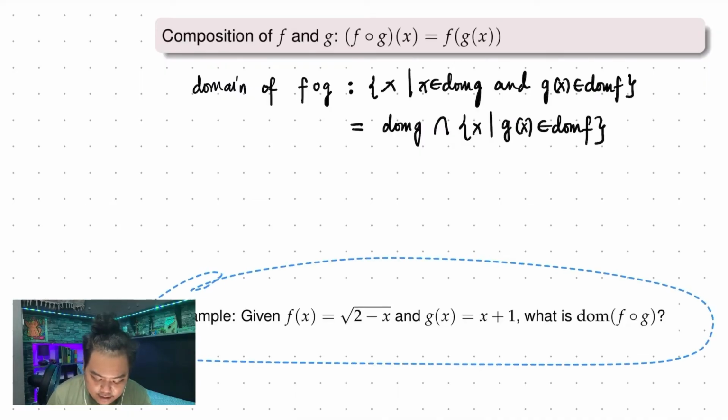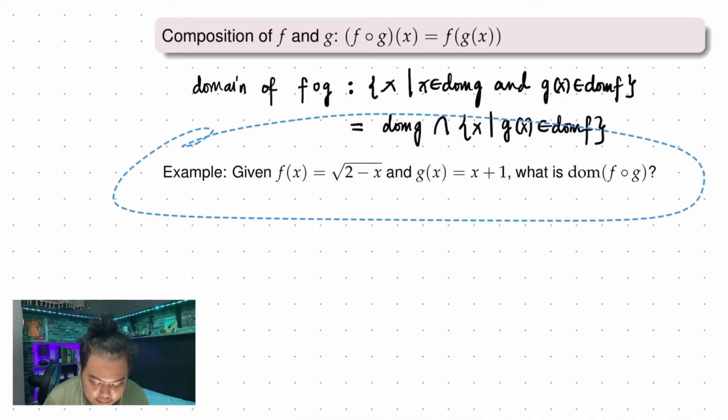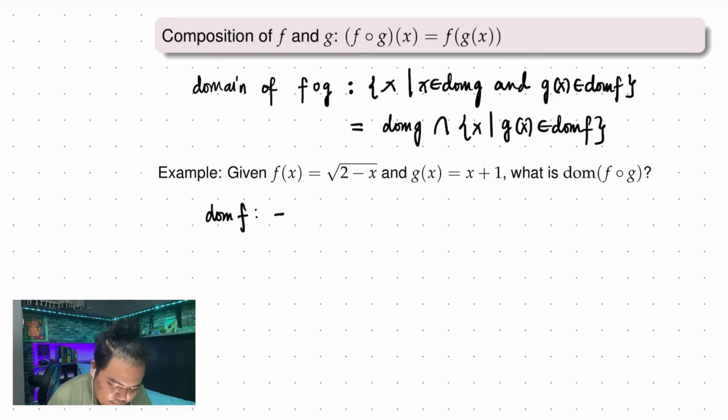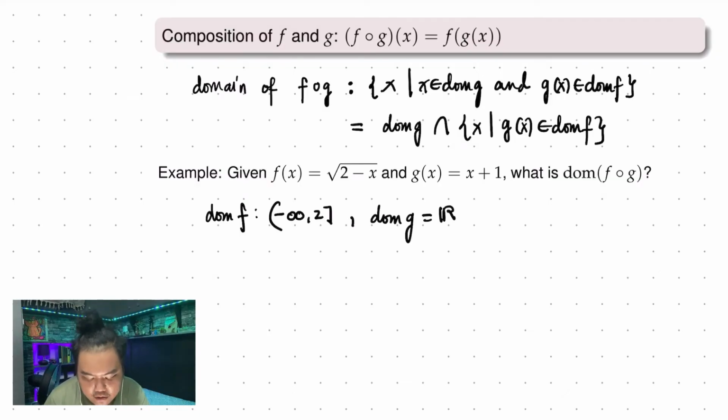So, gagawa tayo ng example, of course. So, parang sa previous example, yung given, let us find the domain of F circle G. Alam na natin yung domain ni F, negative infinity to 2. Ito yung kaninang ginawa natin. And the domain of G is the set of real numbers. Okay? So, domain ni G, okay na. So, ito na lang hahanapin natin. Okay, so ano kaya yung set na yan?